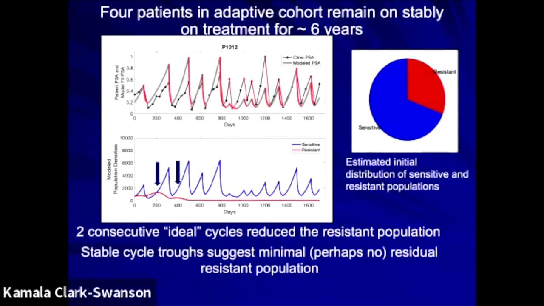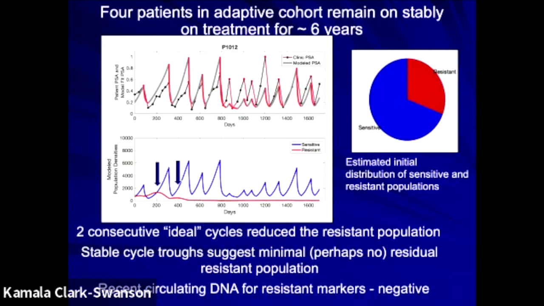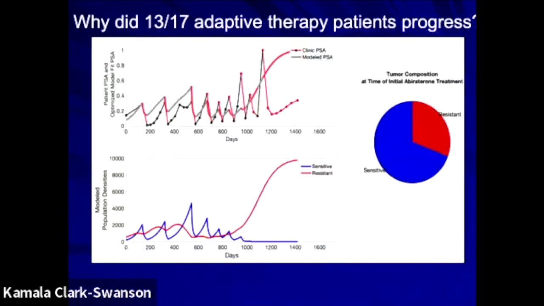So, 2 consecutive ideal cycles. And there's a couple of things about this. Notice that the troughs of the actual measured, which is in the top row, do not change. What we found was that as the resistant population increases, those troughs tend to increase. So we're seeing this flat, steady trough. And we've also done serum markers for DNA for the resistant genes, and have found those to be negative. So this is a person that just keeps getting treated.